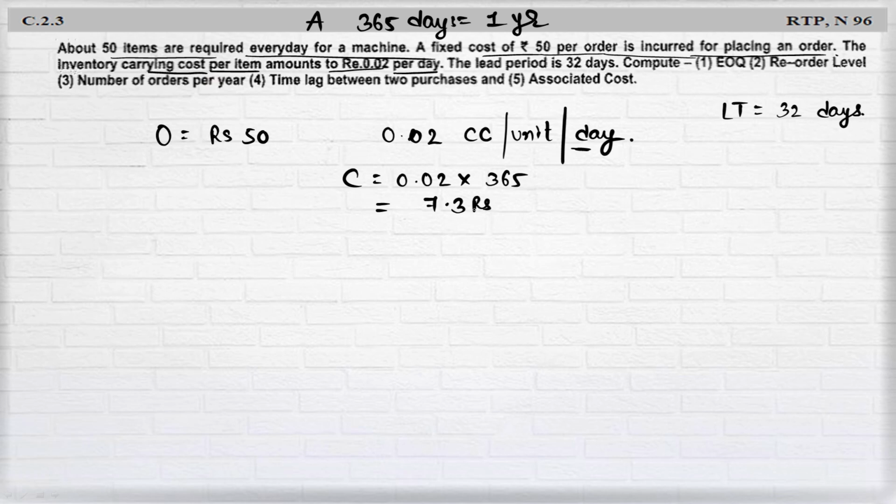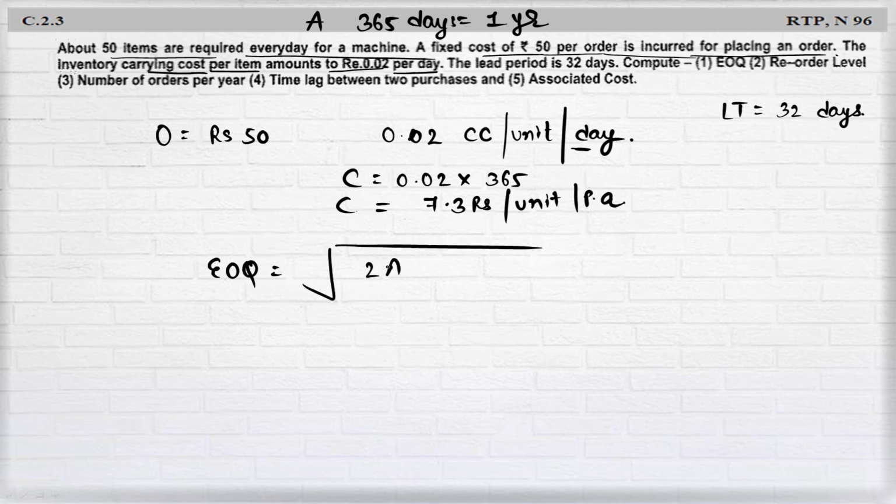It is carrying cost per unit, but per annum. It is C. Per unit, per annum. I want to find out EOQ. Economic ordering quantity is under root 2AO divided by C. I am not having even A. You need to find out A.